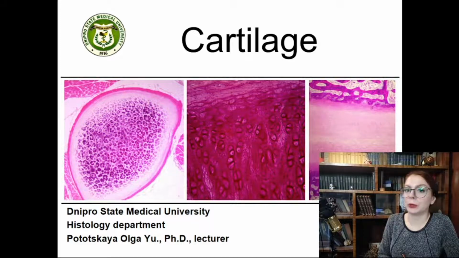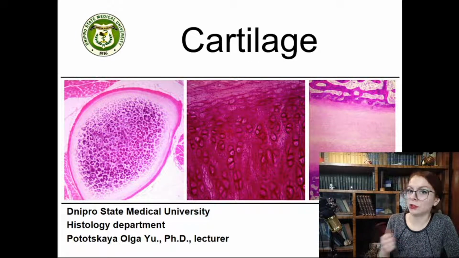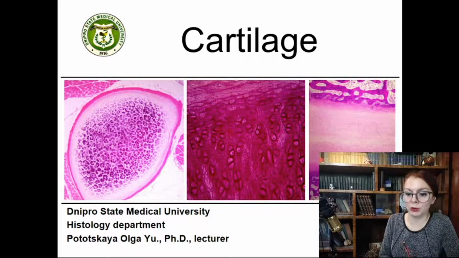Today we have the topic cartilage, which is part of the skeletal connective tissues. Do not forget that some students, due to holidays, have two topics together, cartilage and bone. So please check your timetable, and if you have your lesson on Monday or Tuesday, for sure you have those topics combined. So today we talk about cartilages.